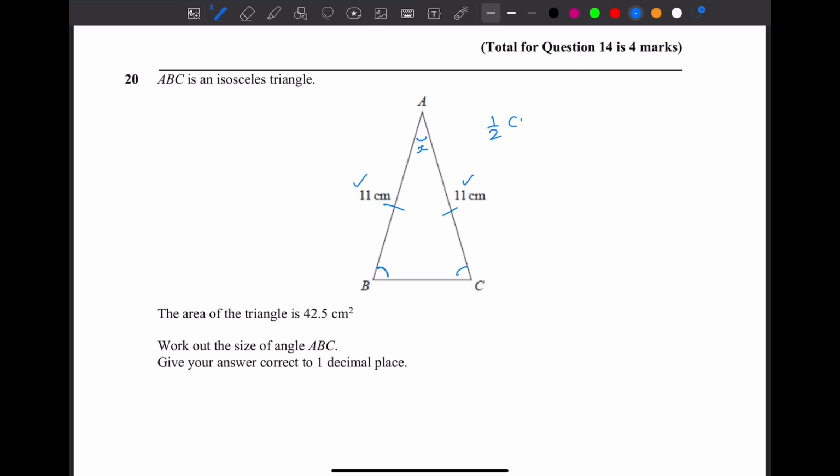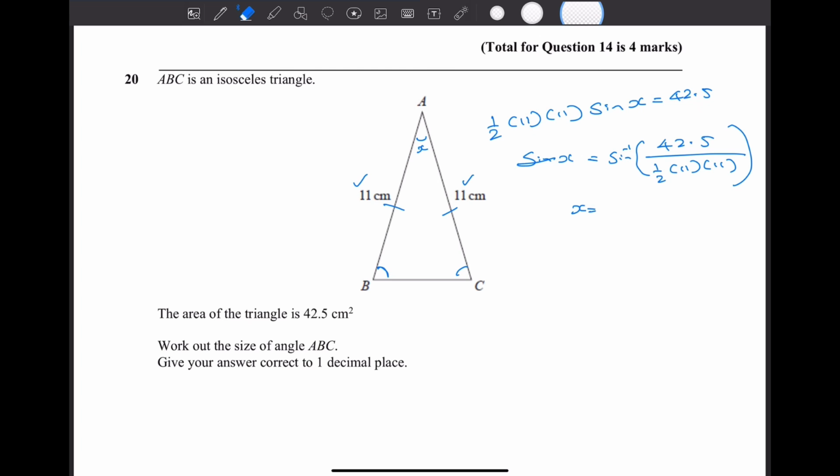So half AB, AB is 11, sine C, C is the angle x, equals 42.5. Sine of angle x is what? 42.5 divided by half of 11, and then sine goes to the other side, sine inverse of it, isn't it? And you can work out the angle. That angle will be sine inverse of 42.5 over 0.5 times 11. That will give you an answer of 44.63.